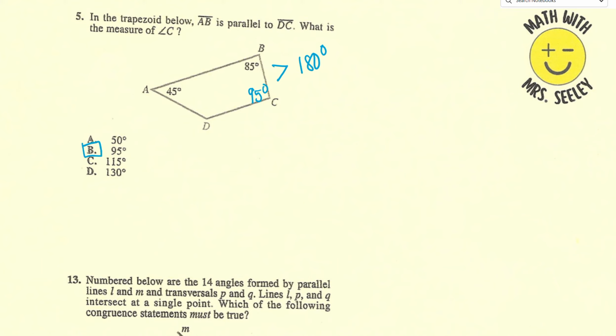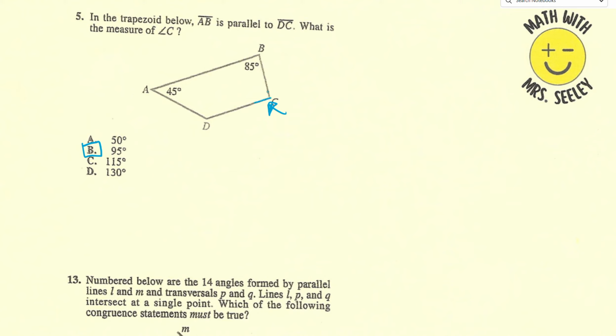Now, I do want to share with you a little something that I have a whole nother video on, a strategy video called Trust Your Eyes. The ACT says it's not drawn to scale, but it's pretty much drawn to scale. So you can trust your eyes. And if I were to look at this angle right here, it appears to be just a little sliver more than 90 degrees.